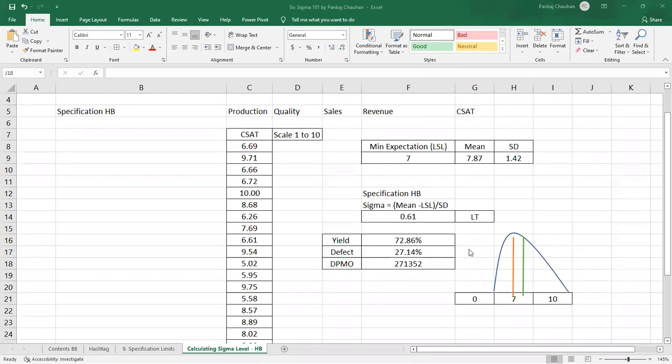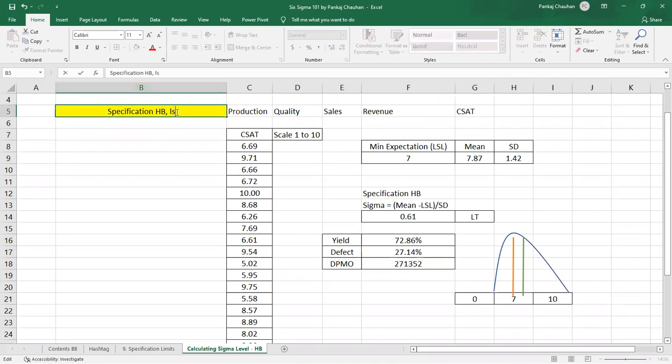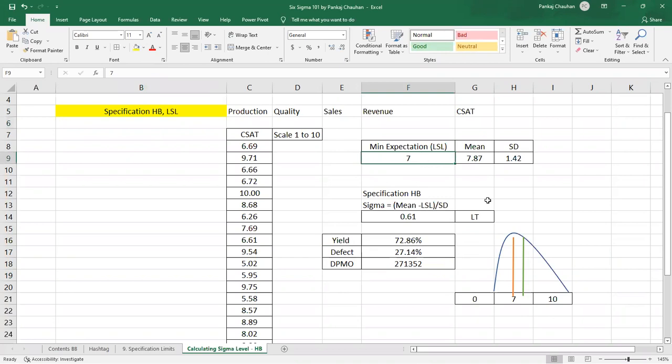Based on this, the sigma value we got using the formula indicates that 72.86% of your data meets the specification. So this is the way we calculate the sigma level, convert it into the yield percentage, the defect, and the DPMO when your specification is one-sided and higher is better, which means you have a lower specification value. In this example, the lower value on a scale of 1 to 10 is a minimum of 7. This is the way we calculate. Thank you so much, and I'll see you in the next session soon.